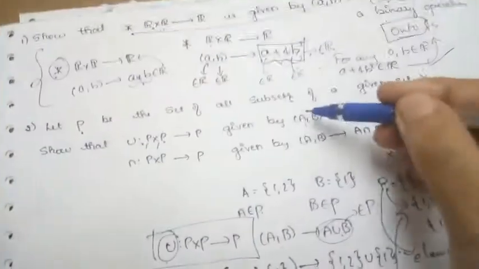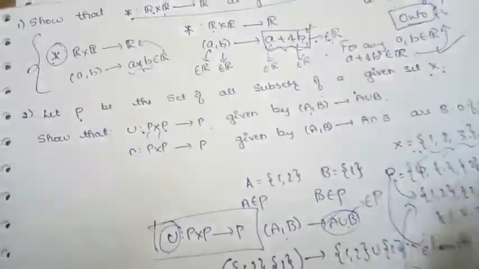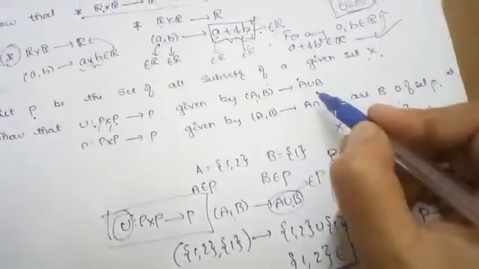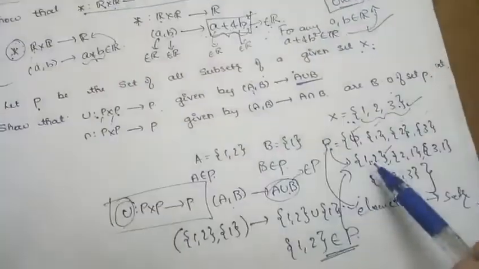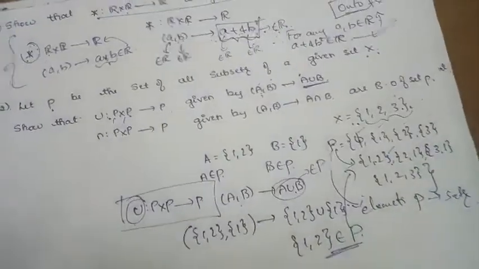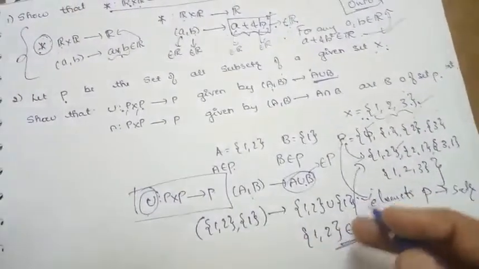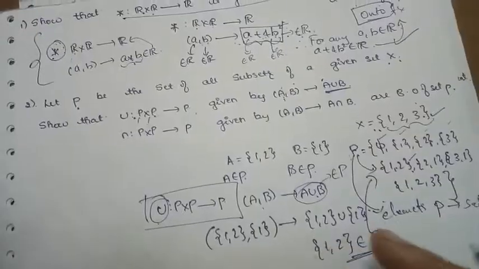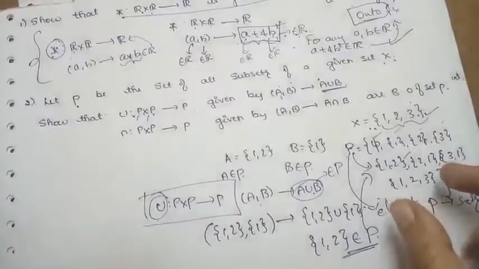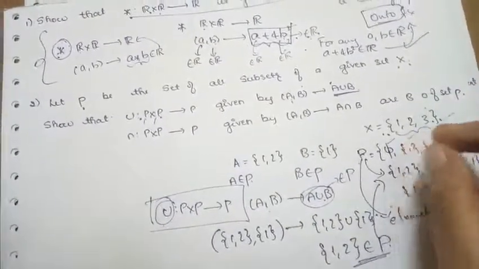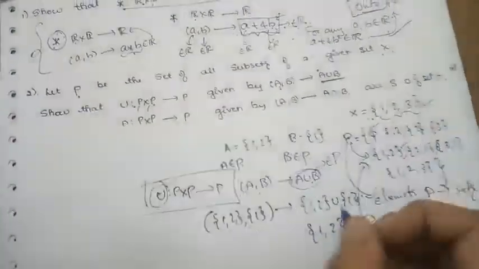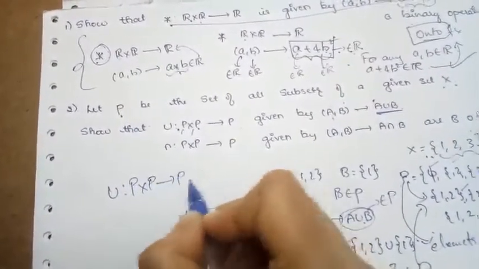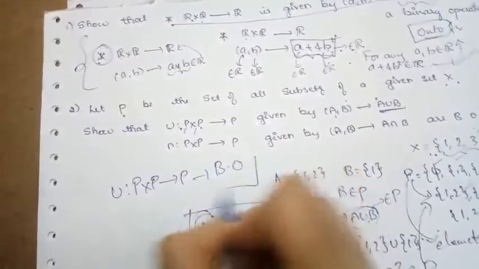Now feel it. Suppose I take any two elements from P. Upon applying the operator, the union between those two elements will be an element which belongs to P itself. It does not go beyond P, meaning we are not going to get any element which does not belong to the set P. So clearly, union from P cross P to P is a binary operator.